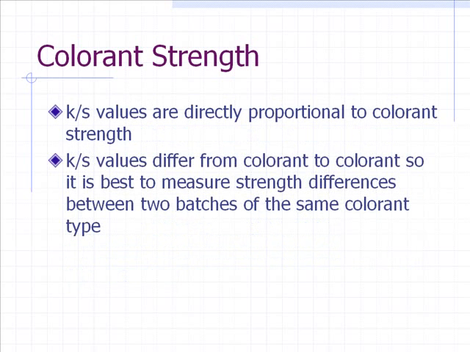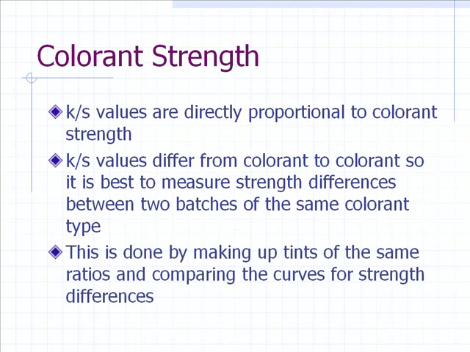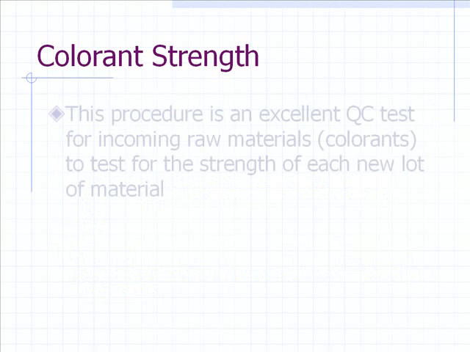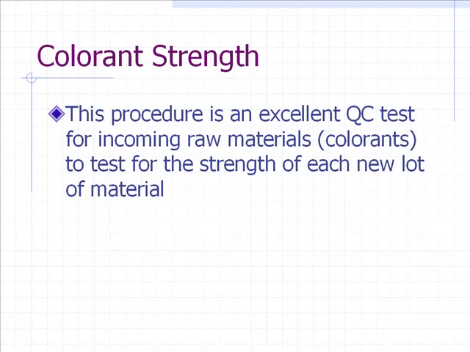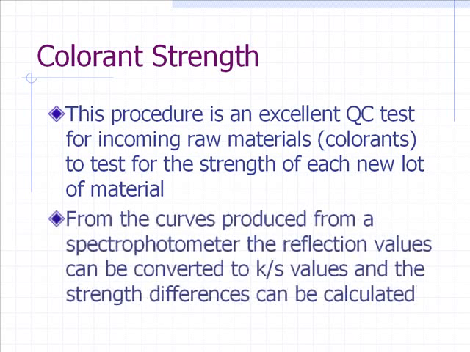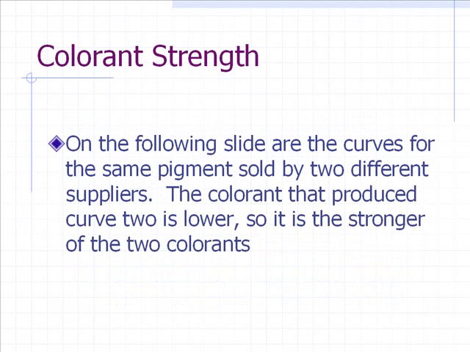K and S values differ from colorant to colorant, so it's best to measure colorant strength between 2 batches of the same colorant type. So if they're 2 different kinds of pigments, you can't usually do this. This is a good way of doing an incoming raw material check. And this is done by making up tints of the same ratios and comparing the curves for strength differences. Excellent QC for incoming raw materials. From the curves produced by a spectrophotometer, the reflection values can be converted to K and S values. We talked about those curves in terms of different letdown ratios. We can also talk about them as if they were the same pigment supplied by 2 different suppliers.